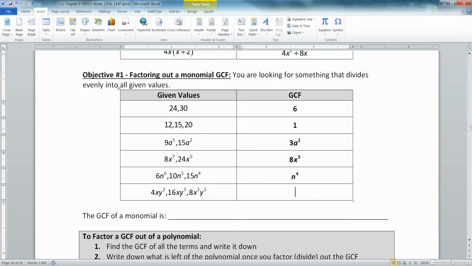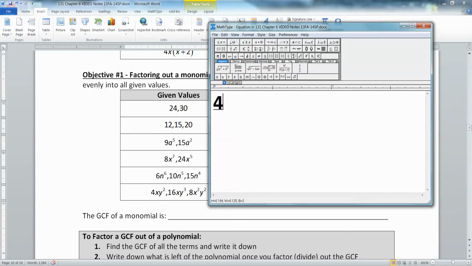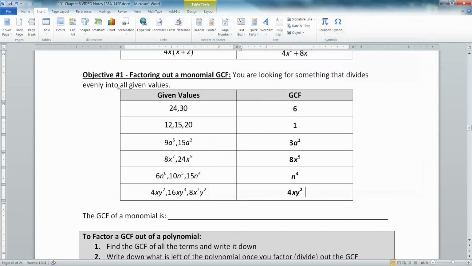Perfect. All right, now the last one's going to be 4, because 4 goes into 4, 4 goes into 16, 4 goes into 8, 4 divides into 8. When I say goes into, that's what I mean. Now, x and an x squared, so x is the biggest thing I can do, right? Because x divides into x divides into x divides into x squared. And then I got a y squared, a y cubed, and a y squared. So y squared is as big as I can go for the y's.